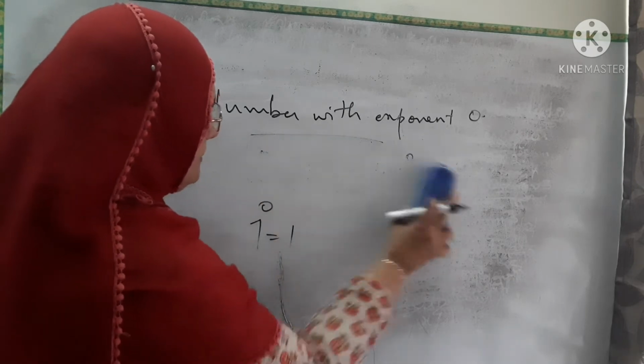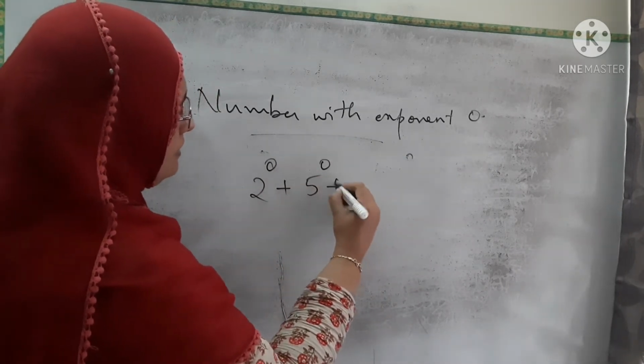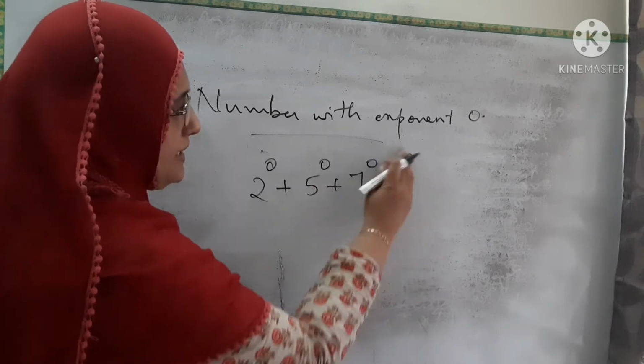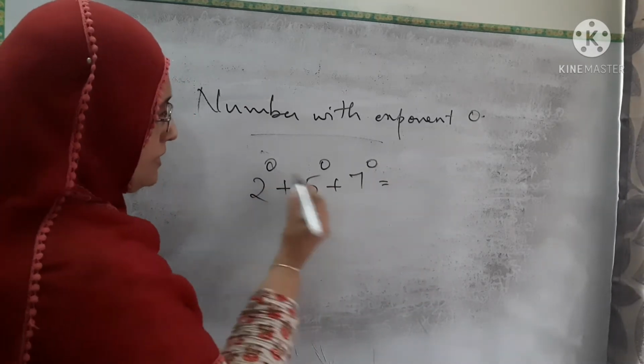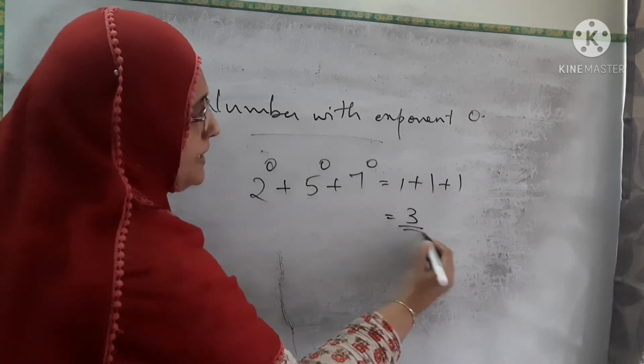Sometimes a question may come like this: 2 raised to 0 plus 5 raised to 0 plus 7 raised to 0. What is the answer here? 2 raised to 0 is 1, plus 5 raised to 0 is 1, plus 7 raised to 0 is 1. So the answer will be 3.